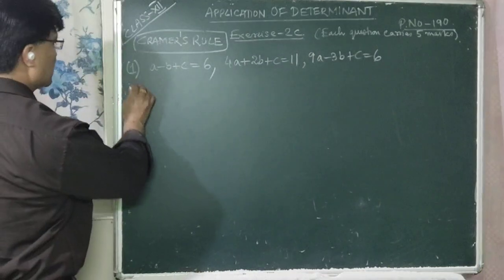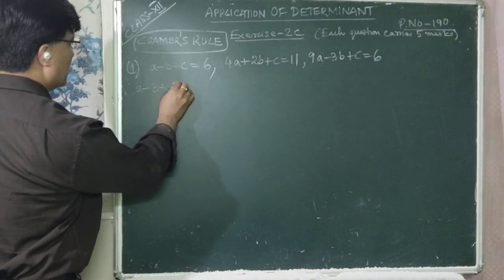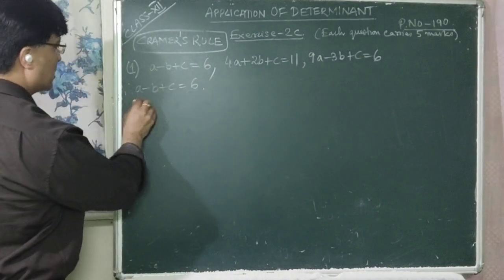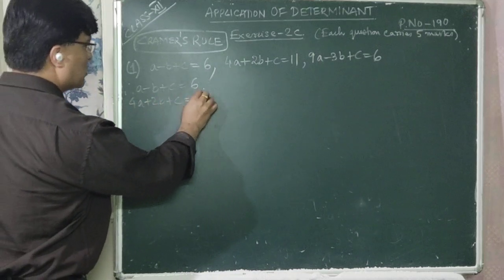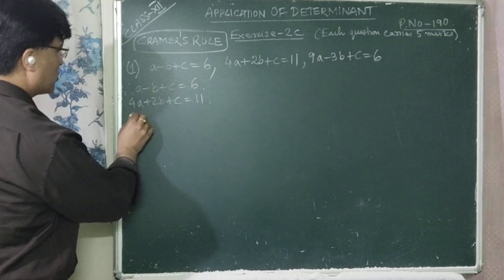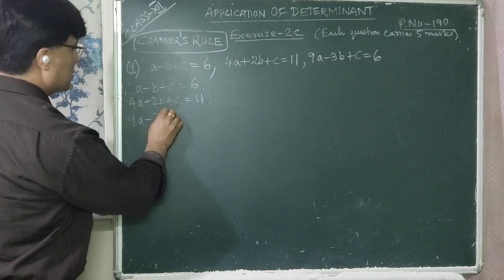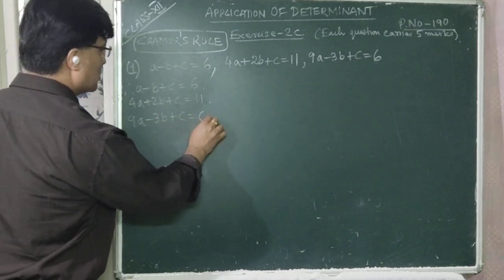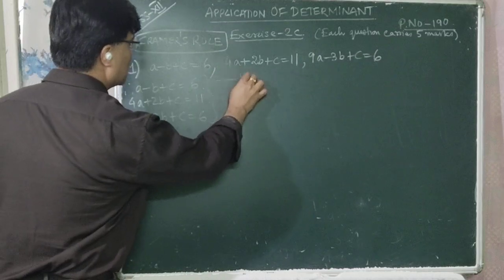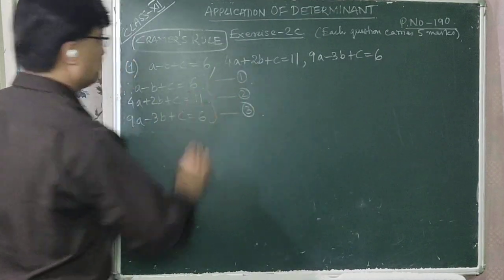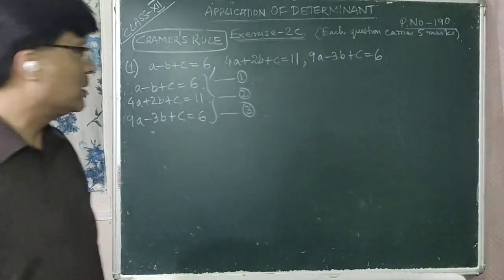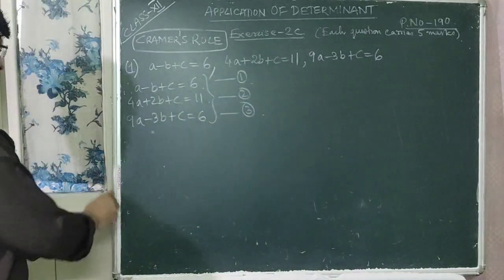So what is the first equation? Write down a minus b plus c is equal to 6. What is the second equation? 4a plus 2b plus c is equal to 11. And what is the next one? 9a minus 3b plus c is equal to 6. So this is number 1, this is number 2 and this is number 3. Right? So now let us write down D.